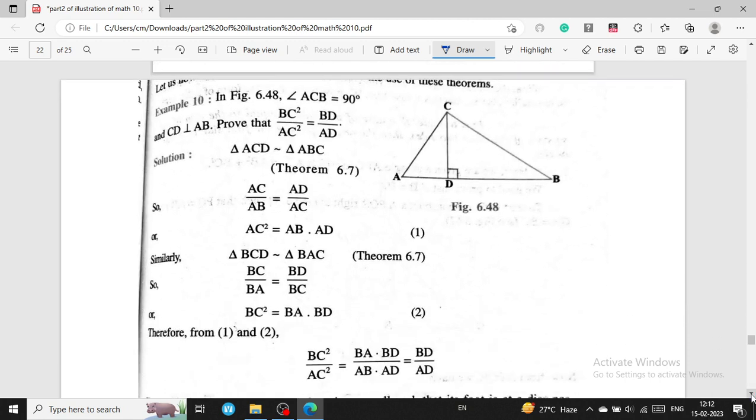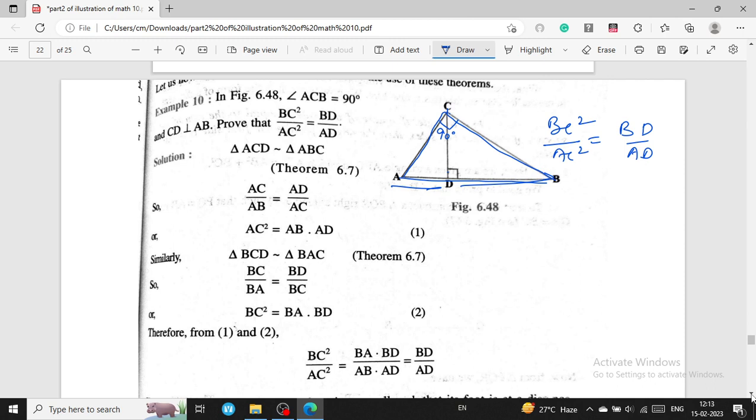Now next question. In this question, you can see angle ACB is given equal to 90 degrees. You can see this is the given 90 degrees. And CD is perpendicular to AB. We have to prove BC square over AC square is equal to BD over AD. We have to prove this.